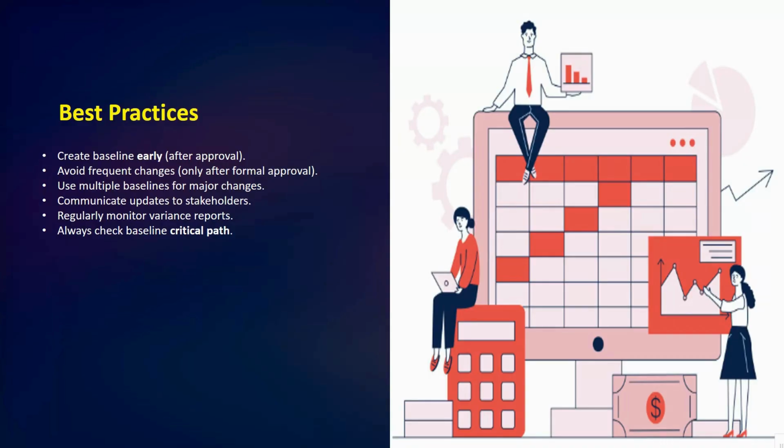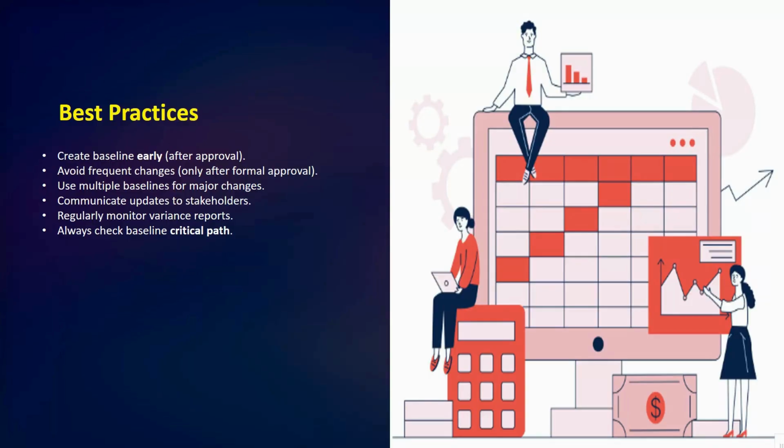Second, avoid frequent changes to the baseline. Any adjustment should only be made through formal approval. Otherwise, the value of the baseline is lost. Third, use multiple baselines for major changes. For example, when the project scope changes significantly, keeping an earlier baseline allows you to compare different versions of the plan.